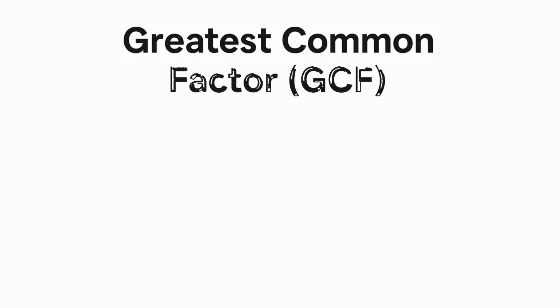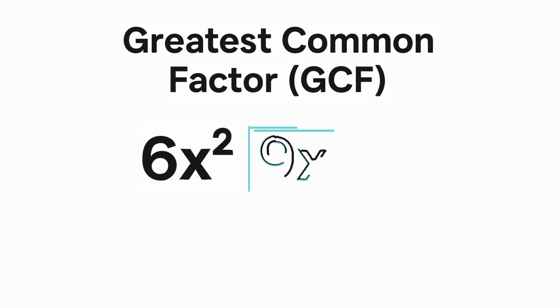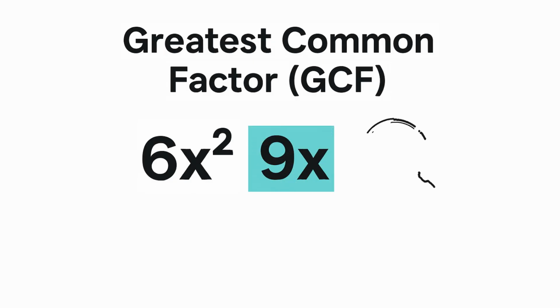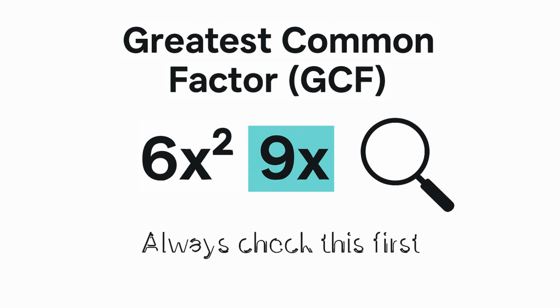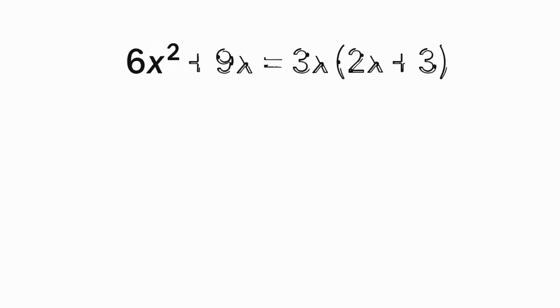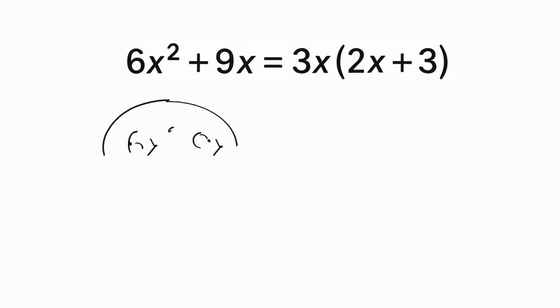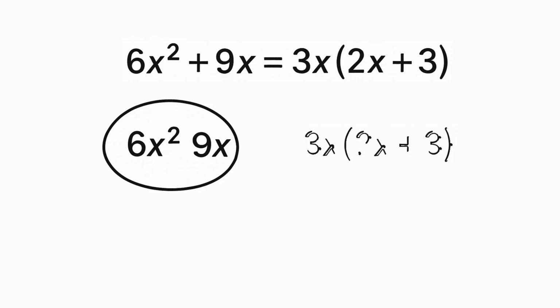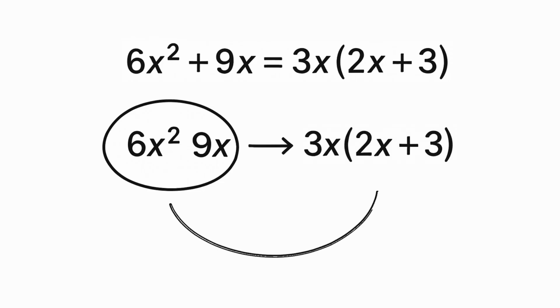First, greatest common factor, or GCF. Always check this first. Look at each term and ask, what do they all share? For example, in 6x squared plus 9x, both terms share 3x. So we pull that out. 6x squared plus 9x becomes 3x times the quantity 2x plus 3. You can always check by multiplying back.